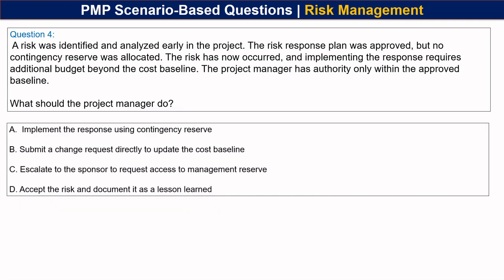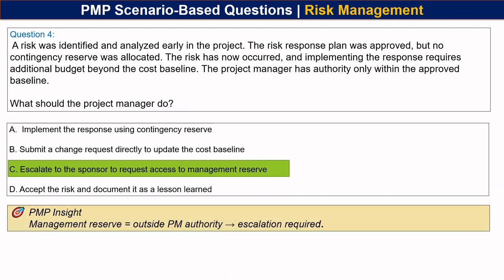And the options are: A. Implement the response using contingency reserve. B. Submit a change request directly to update the cost baseline. C. Escalate to the sponsor to request access to management reserve. And option D. Accept risk and document it as a lesson learned. Pause the video and select the best option. And here's the best option. That's option C. Escalate to the sponsor to request access to management reserve. And here's the quick PMP insight. Management reserve is outside PM authority and hence escalation is required.